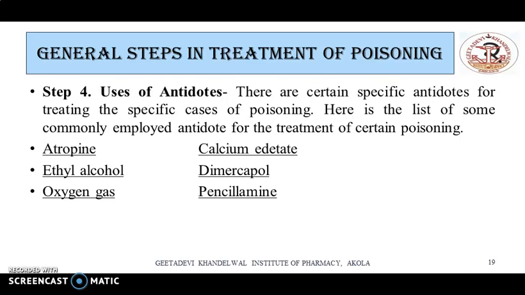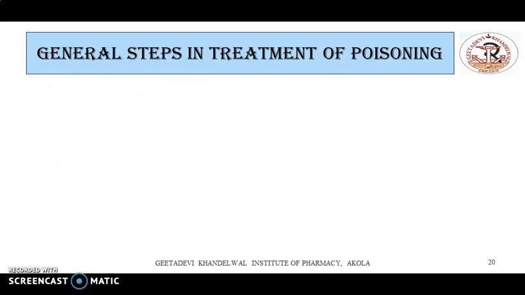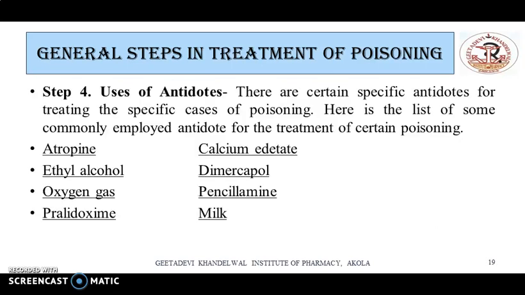Penicillamine is an antidote for heavy metals like copper, lead, mercury and zinc. Pralidoxime is used in organophosphorus poisoning. Then milk is also a universal antidote. Its antidote property is attributed to the calcium and magnesium present in it, which act as chelating agents. So this is all about the uses of antidotes for the treatment of poisoning.